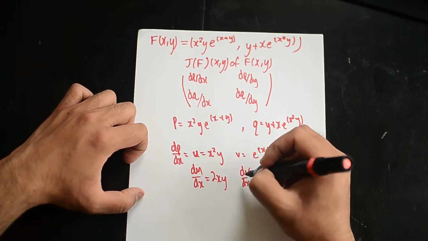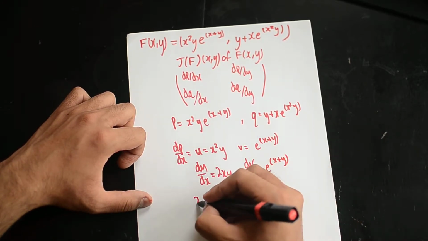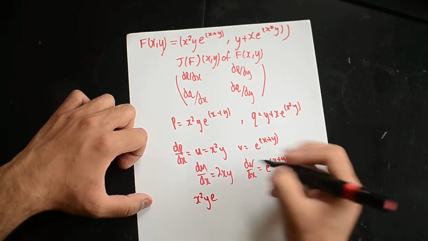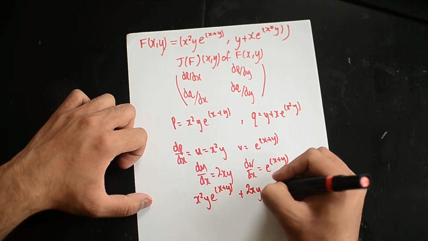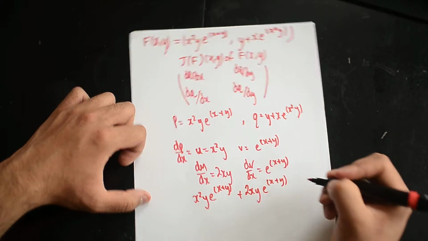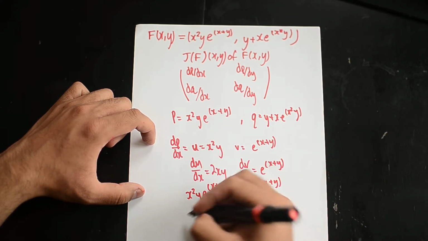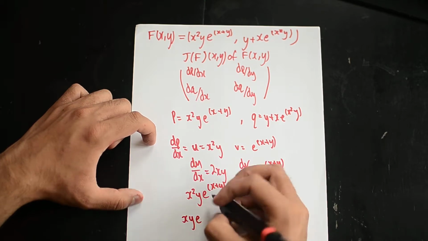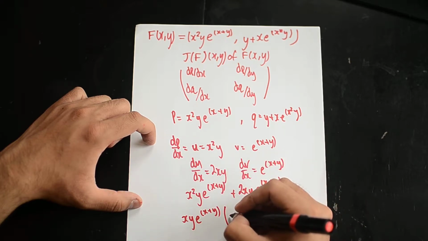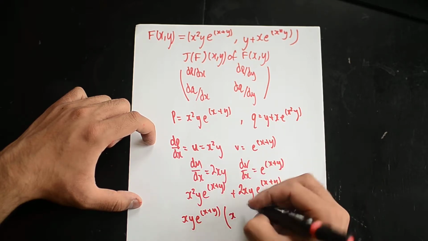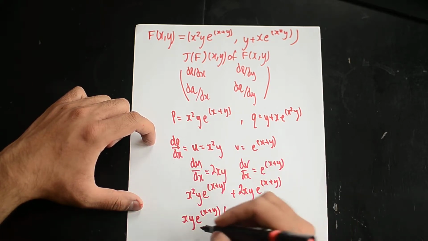And then we'll then do u dv dx plus v du dx. So you're going to get x squared y e^(x plus y) plus 2xy e^(x plus y). This can be simplified by taking an x, a y, and an e to the power x plus y out. So you're going to have xy e^(x plus y), and you're going to have an x, and you're going to have a 2. So that is my dp dx.